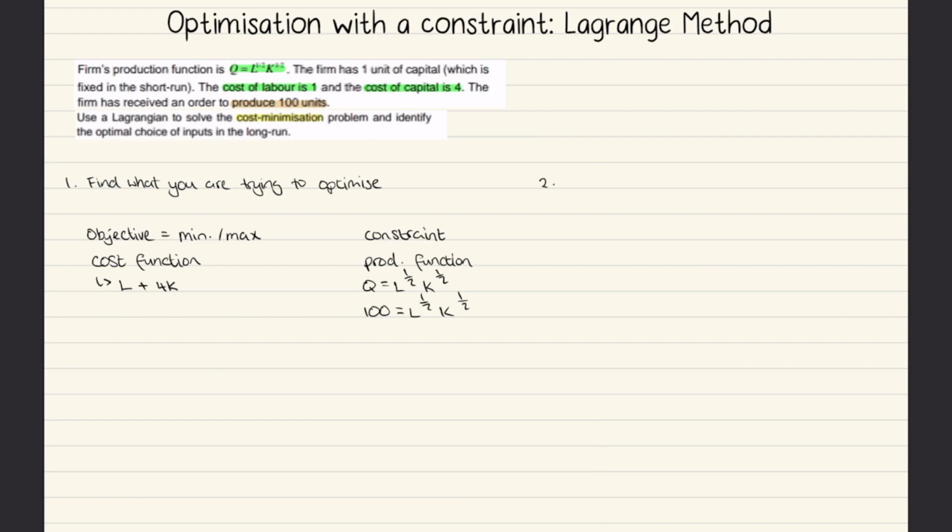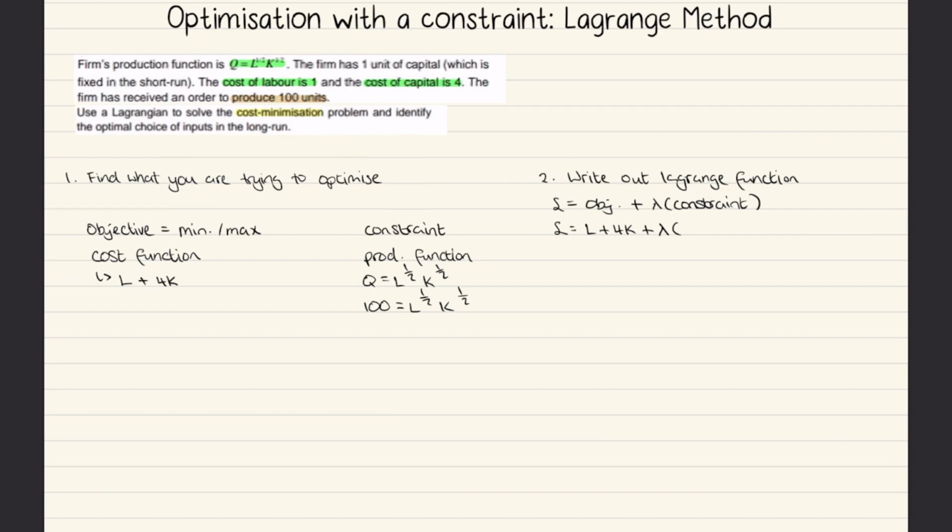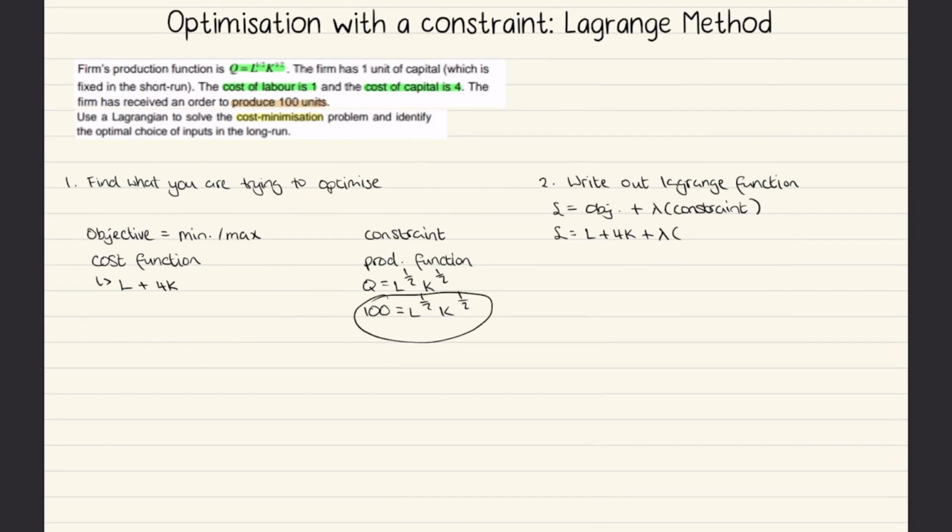And then part 2 is that the Lagrangian, L, equals the objective function plus lambda of the constraint. So you can write the Lagrangian function, which equals L plus 4K plus lambda. And for the constraint, you want everything to be on one side, because this whole thing is a constraint, and you can't put an equals within an equals equation. So you just bring this to one side or that side.